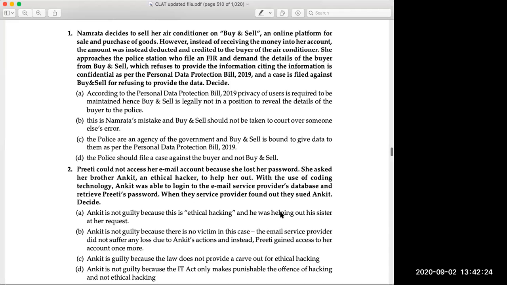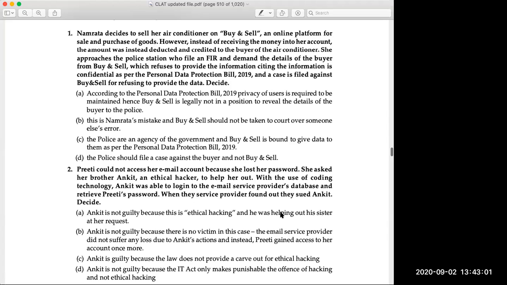The question says Namrata decides to sell her air conditioner on Buy and Sell, an online platform for sale and purchase of goods. However, instead of receiving the money into her account, the amount was deducted and credited to the buyer for the air conditioner. She approaches the police station, who file an FIR and demand the details of the buyer from Buy and Sell, which refuses to provide the information, citing that it is confidential as per the Personal Data Protection Bill 2019, and a case is filed against Buy and Sell for refusing to provide the data. Decide. I think the answer is C.